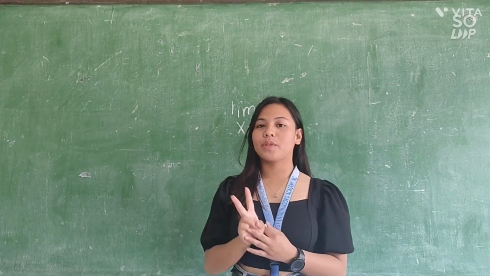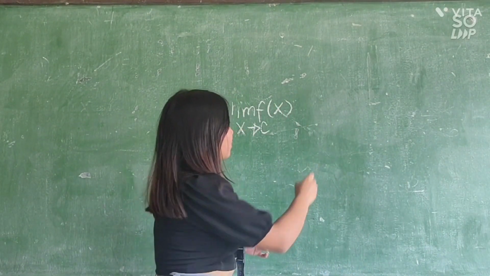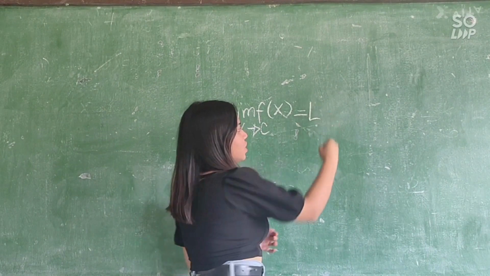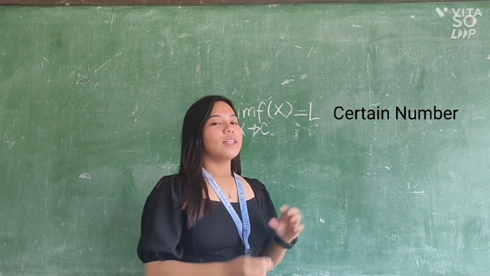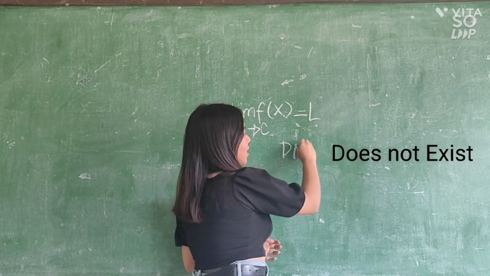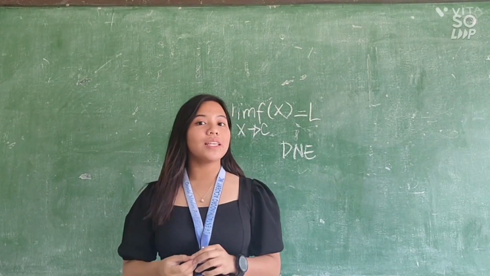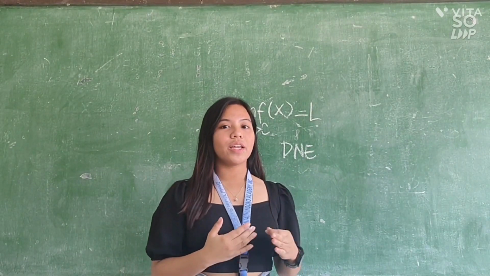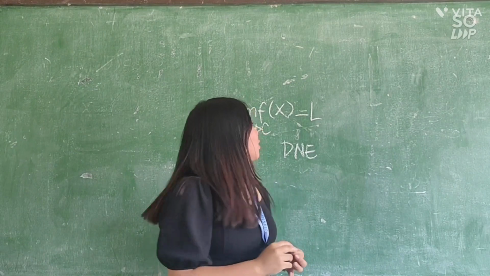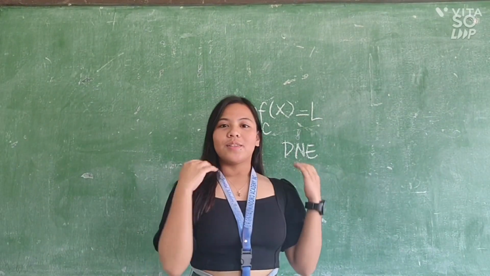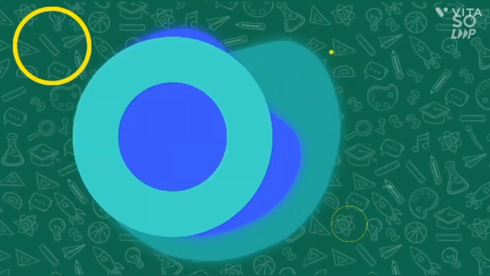So we have two possible answers. Sometimes it can be L, which is the value, or DNE, which means does not exist. We can get it and learn it during the tutorial, so we can get the answer as we watch the whole video.